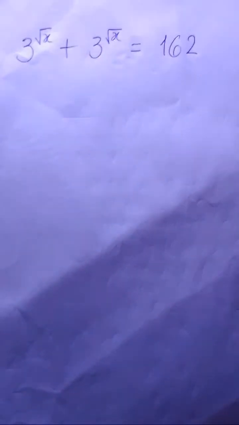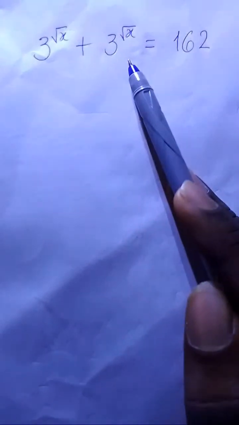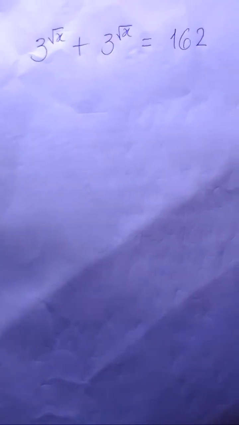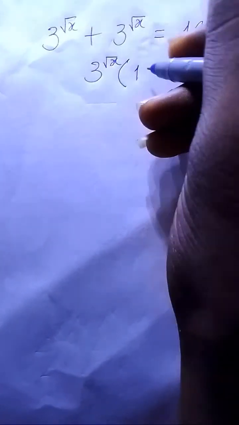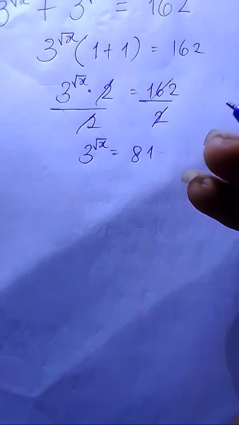Now, the first thing we want to do is that we have 3 raised to the power of root x and 3 raised to the power of root x here. What do we do? So, first thing we're going to do is to bring it out. It's common, right? So, we bring out 3 raised to the power of root x. And when we factorize it out, we have 1 plus 1 equals 162, right? And so, we have 3 raised to the power of root x times 1 plus 1, which gives us 2, equals 162. So from here we get 3 raised to the power of root x equals 81.